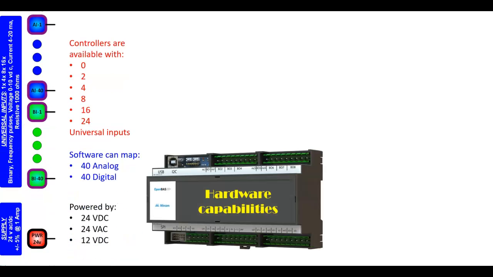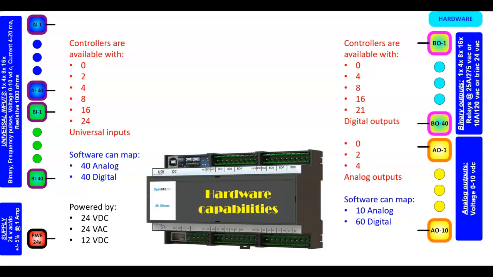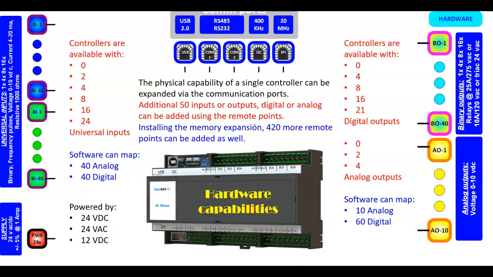Every program has available for its use 80 universal inputs that are split as 40 analog and 40 binary inputs. And OpenBAS controllers are available in sizes from 0 up to 24 universal inputs. Then come the outputs. 70 outputs are available to the programmer. Also, both flavors, analog and digital, are available. There are controllers that range from 0 on up to 21 digital outputs, and from 0 up to 4 analog outputs. But wait, what if you need more?